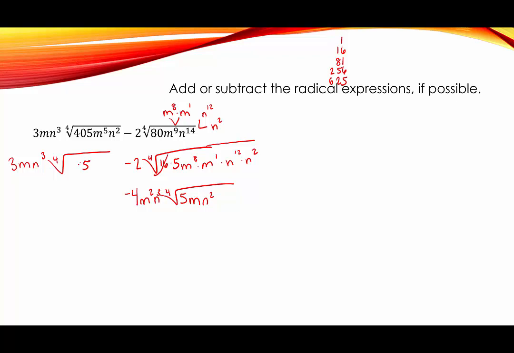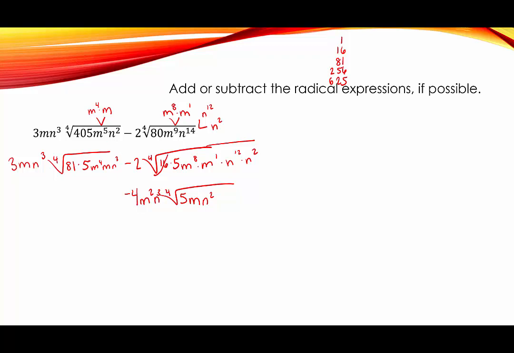Well, what times 5 gives us 405? That must be 81. Yeah, that works. And 81 is a perfect power of 4 because that's 3 to the 4th. We're going to break up m to the 5th. I want to write m to the 5th as m to the 4th times m to give me that multiple of 4. M to the 4th times m. And then n squared will just stay n squared.